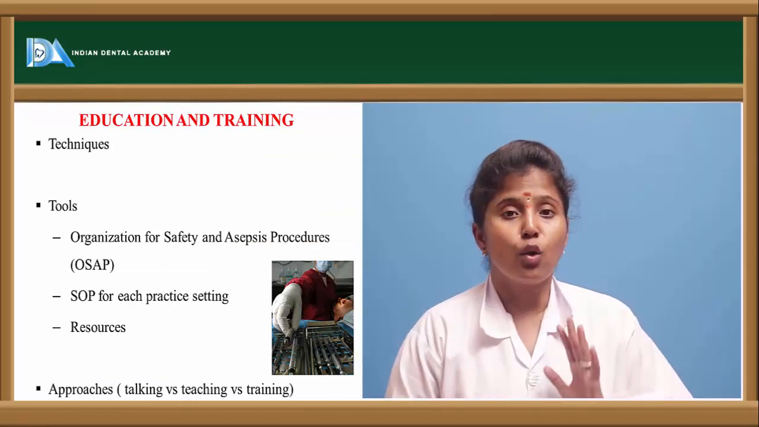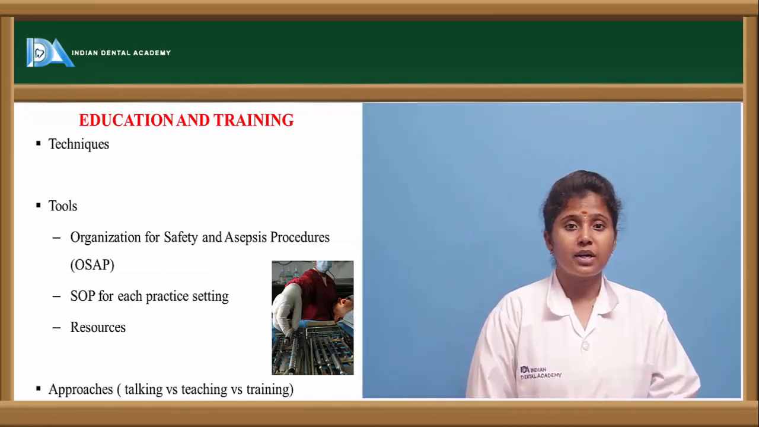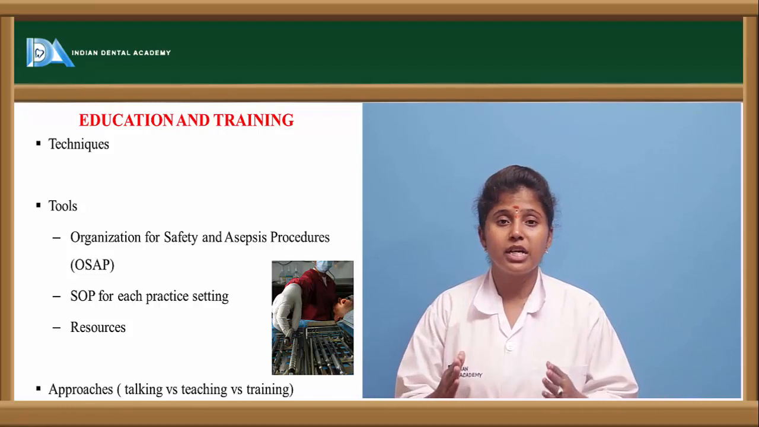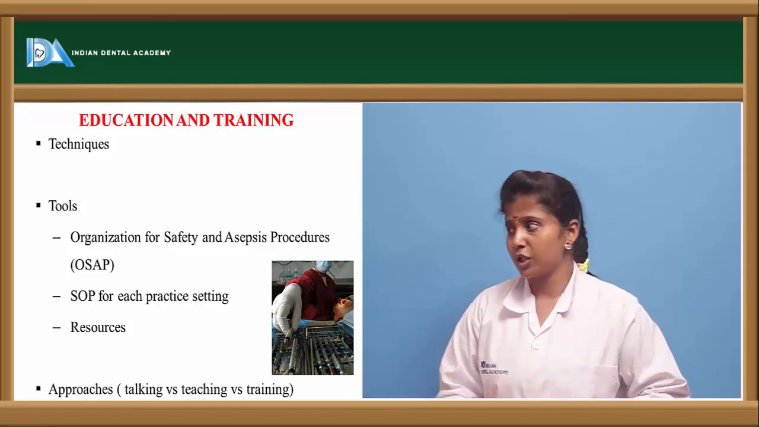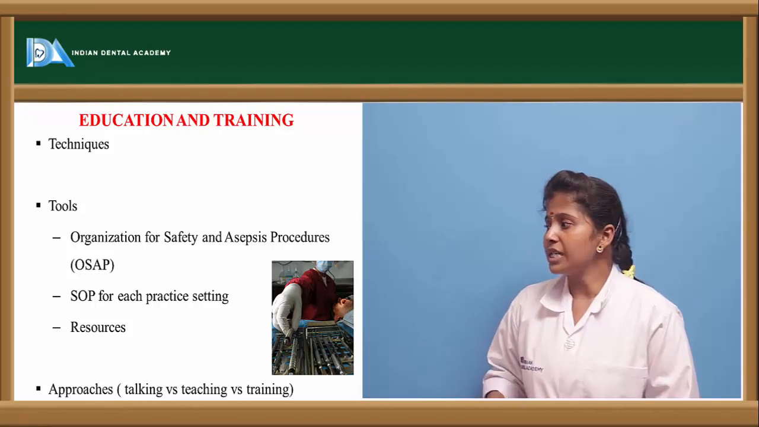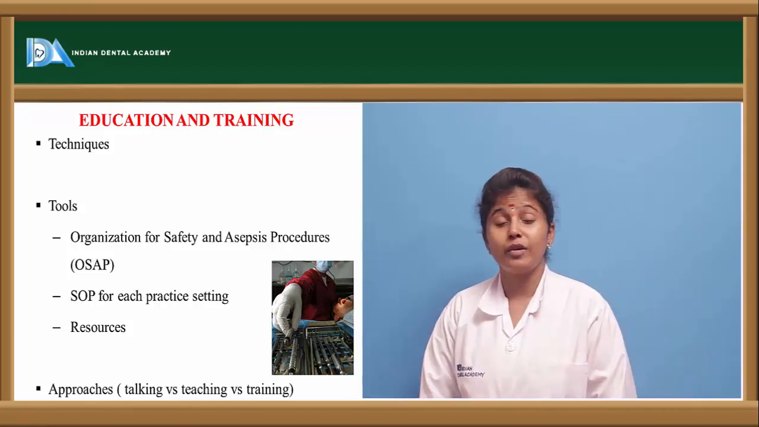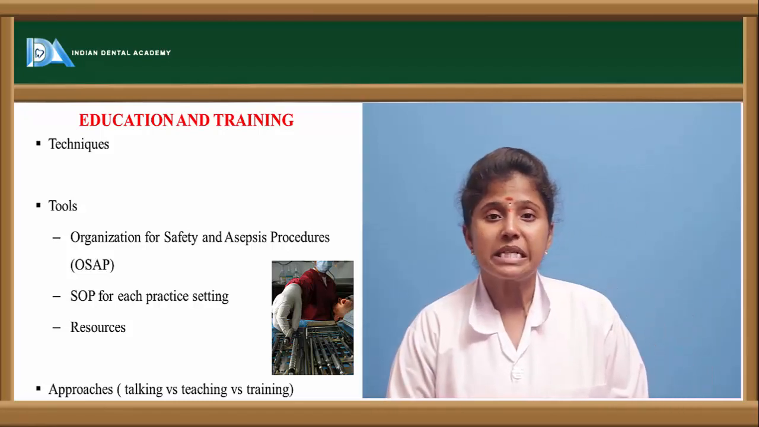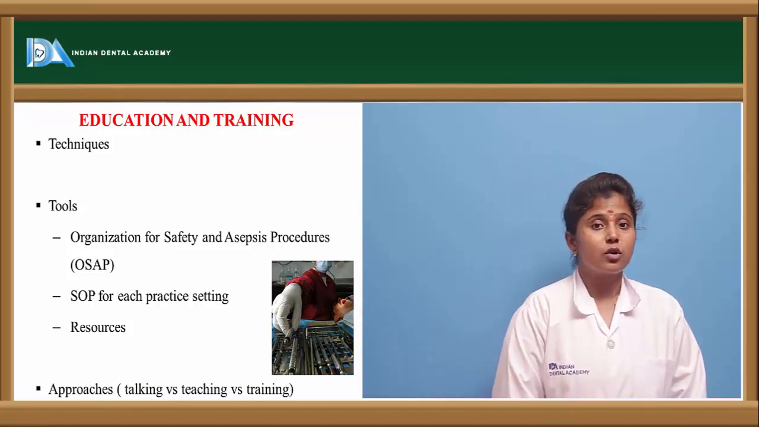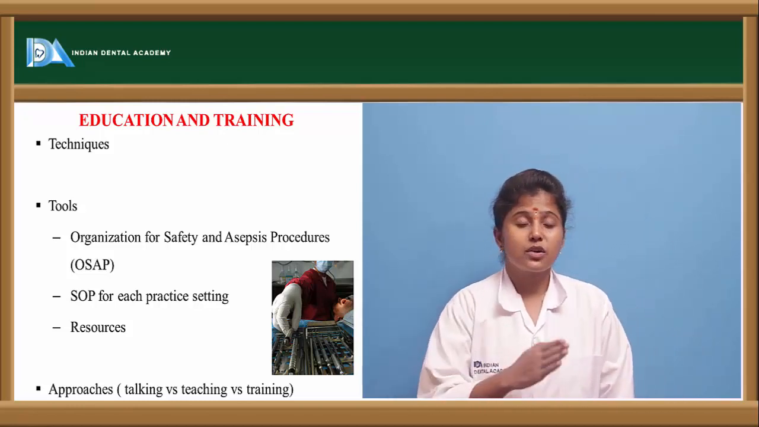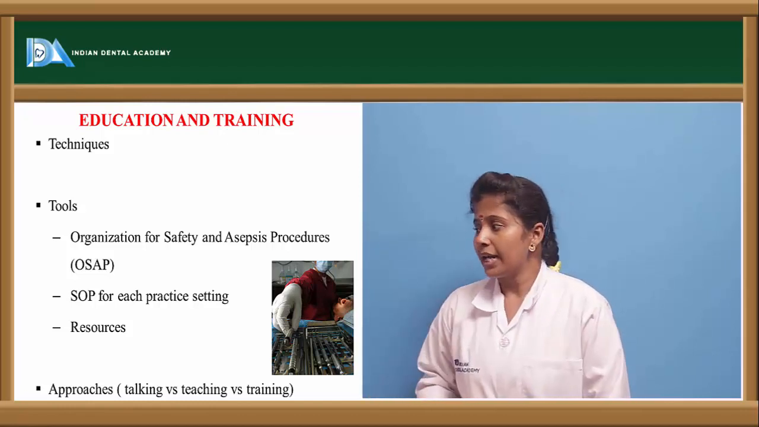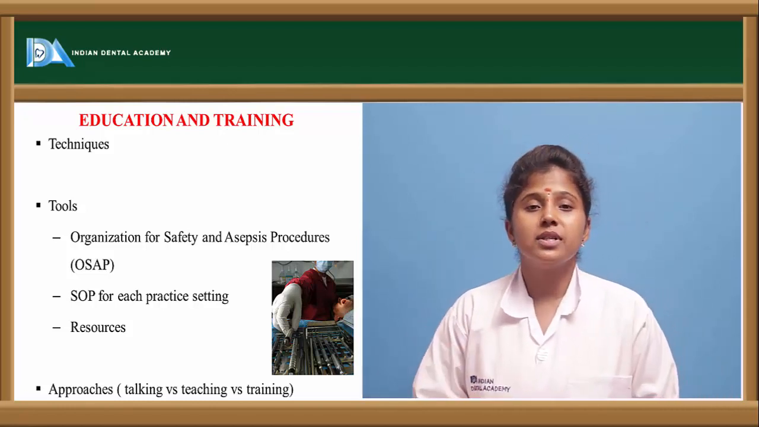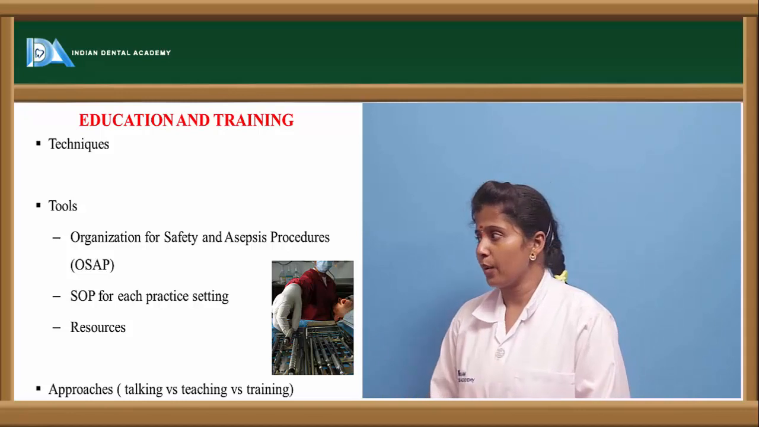Education and training. Whoever the dental clinician is, or the dental person giving the treatment, should be given proper education and training on how to reduce infection. And there are various tools like organization for safety and asepsis procedures. We need to follow the regulations under this, and the SOP for each practice setting. SOP is nothing but standard operating procedure. The dentist or clinician should know the standard operating procedure for each and every piece of equipment and resources he uses, and we need to train the person in how to use the dental equipment.